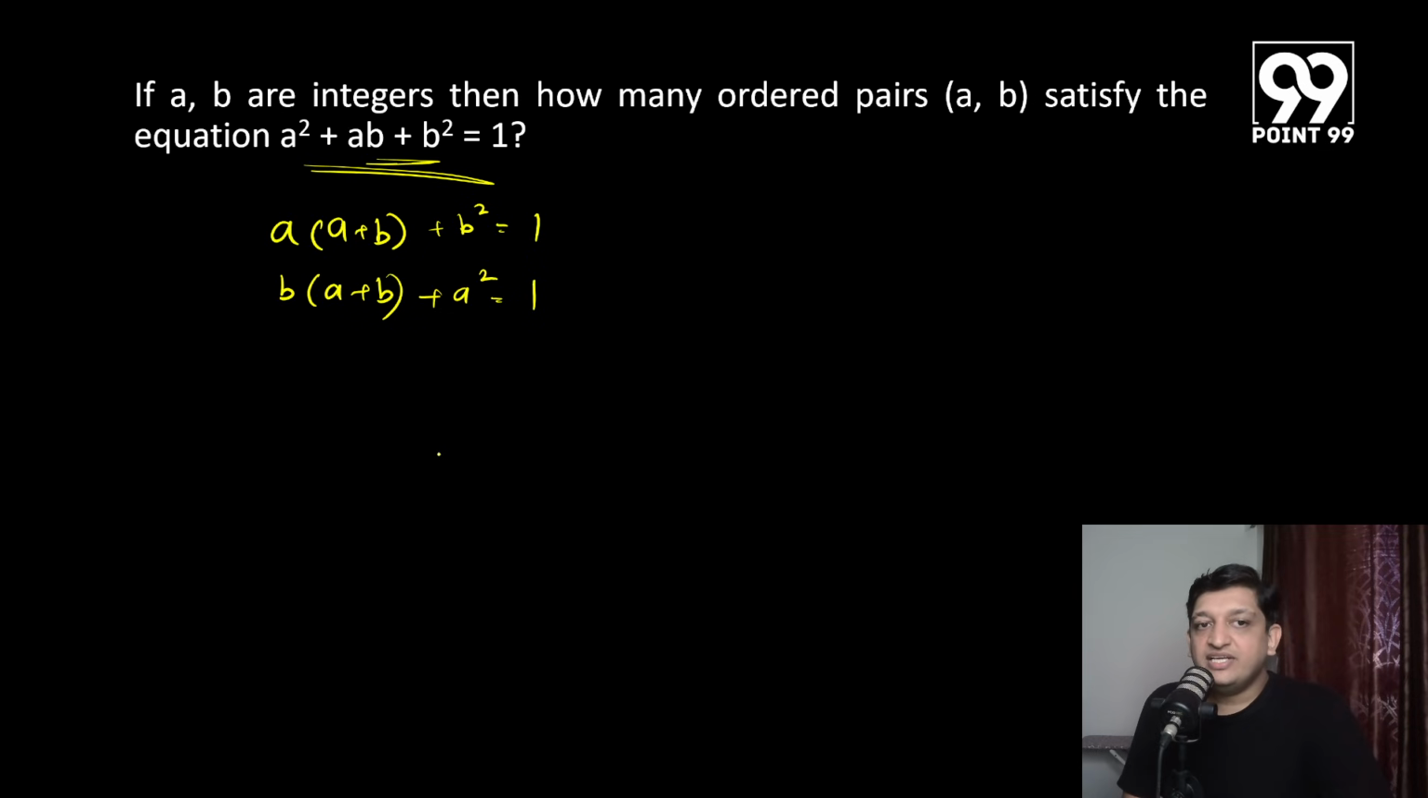Now what I can do here is I can just add these two terms. And then what am I going to get? I am going to get a plus b into a plus b, or a plus b the whole square, plus a square plus b square equals 2. This is what I am going to get.